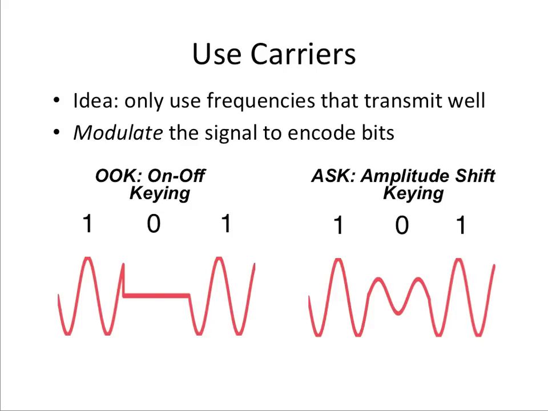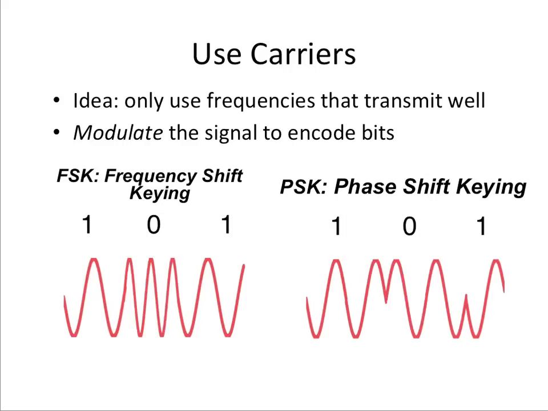We could also change the amplitude of the signal to encode different types of information. For example, 1 could mean larger amplitude, 0 could mean smaller amplitude. Right? You could change the frequency of the carrier signal to encode different types of information. For example, 0 could mean higher or lower frequency in this case.